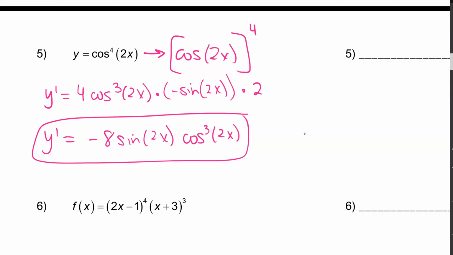It's a lot more complicated than it looked at first. I don't even know what to do. Okay, so the first thing I did was write cosine to the fourth of 2x as cosine 2x to the fourth. I have a question: did you do the chain rule, 2 steps, in the second problem? Let me write this, because of the negative sign, and then the times 2.